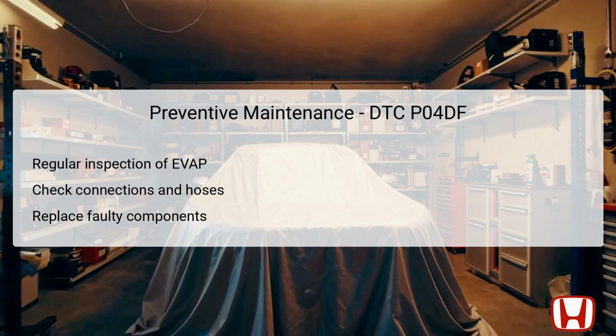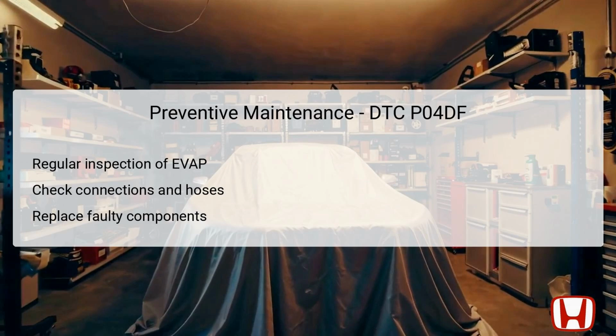To prevent future occurrences of DTC P04DF, regular preventive maintenance on the EVAP system is essential. Routinely inspecting the components, such as the EVAP canister purge valve and vent shut valve, helps catch issues before they escalate into more serious problems.